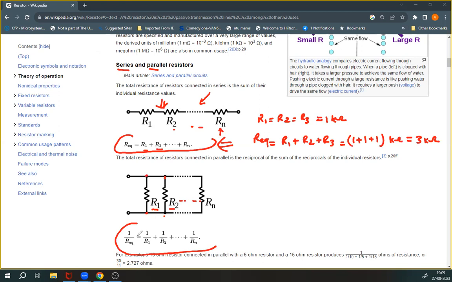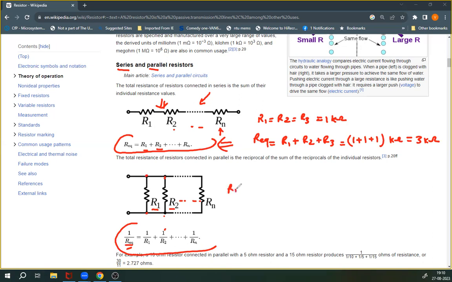So what you do here, you take a reciprocal of R equivalent. R equivalent is the equivalent resistance. Take a reciprocal of it and you equate it to the sum of the reciprocal resistances. That is 1 over R1 plus 1 over R2 plus 1 over R3 up to 1 over Rn.